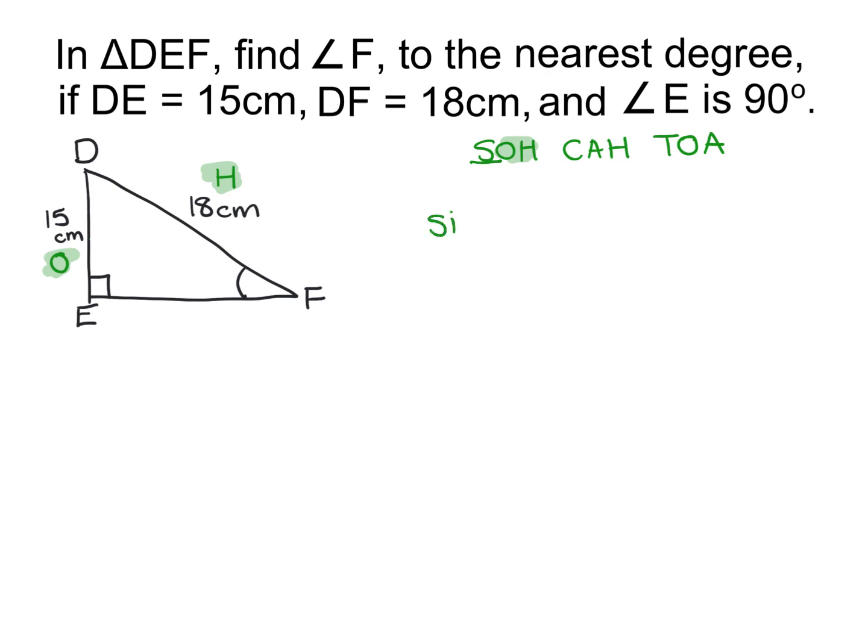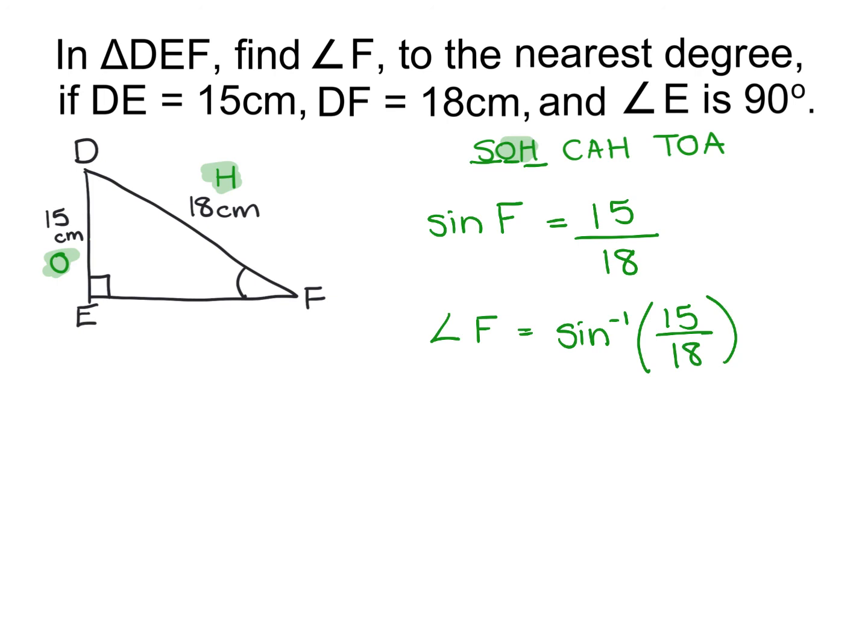So start out by writing sine, and then we are going to write F is equal to, well, O, the opposite side is 15, so I'm going to write 15 on top. And the hypotenuse H is 18 centimeters, so I'm going to write 18 at the bottom. By now, you know that we are not going to cross multiply. Instead, we're going to write angle F is equal to sine inverse bracket 15 divided by 18. And when you calculate this, your angle F should equal 56 degrees.